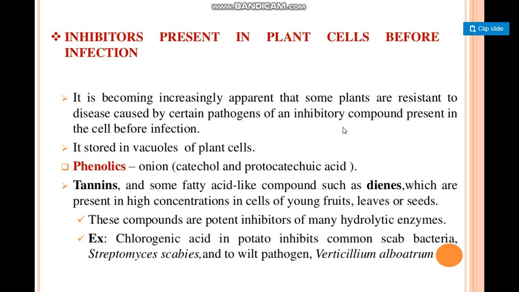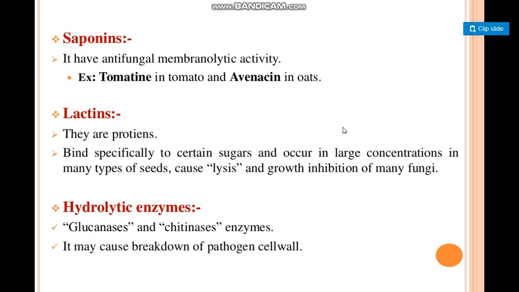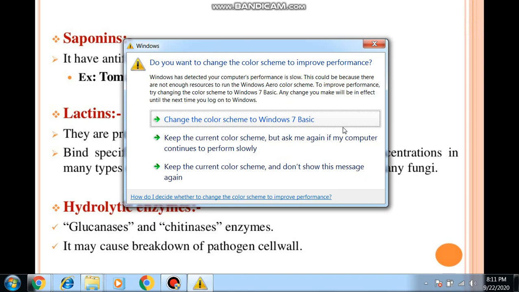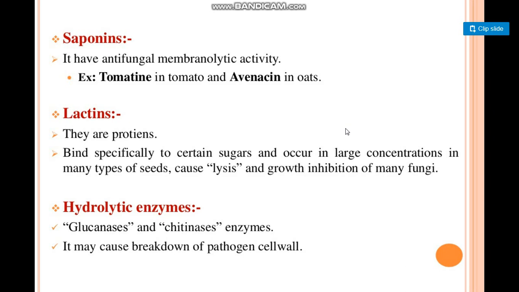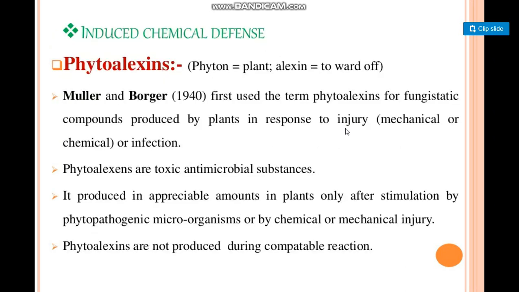Inhibitors present in plant cells before infection include phenolic compounds like catechol and protocatechuic acid in onion. These are tannins and some fatty acid-like compounds such as dienes, which are present in high concentrations. Saponins have antifungal properties, like tomatine in tomato, avenacin in oats, and lectins. They are proteins that bind specifically to certain sugars. Hydrolytic enzymes include glucanase and chitinase enzymes.